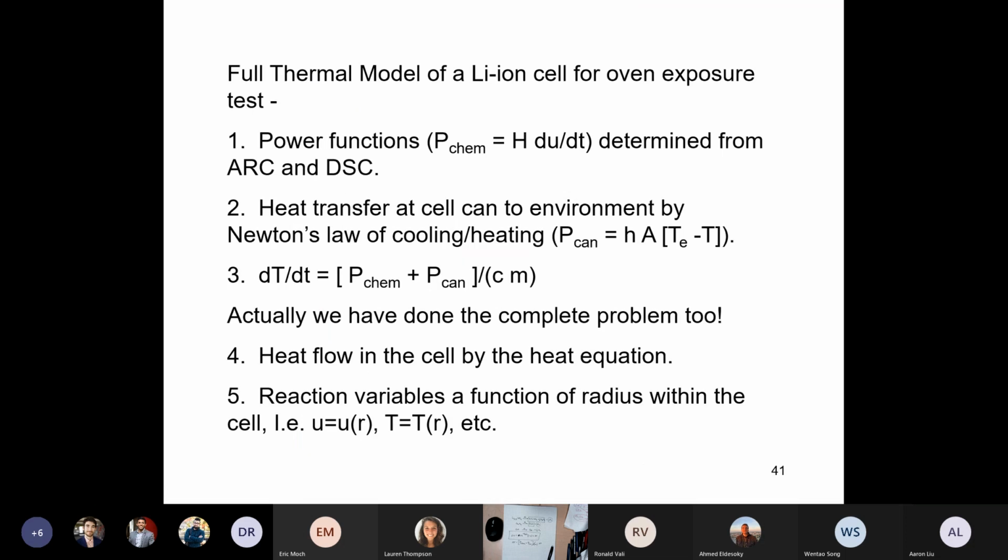Tim Hatchard made a full thermal model, basically along the lines that I'm talking about, except he also included heat flow in the cell by the heat equation, where he did not assume that the cell temperature was uniform everywhere. But after he did this, he learned that the cell temperature was virtually the same everywhere in the cell. So this turned out to be not really that much of an advantage.